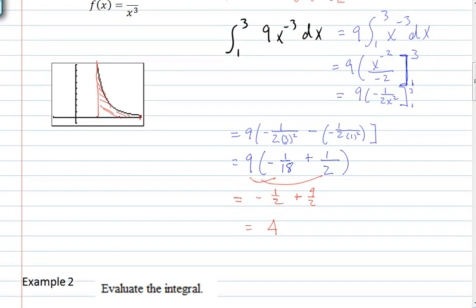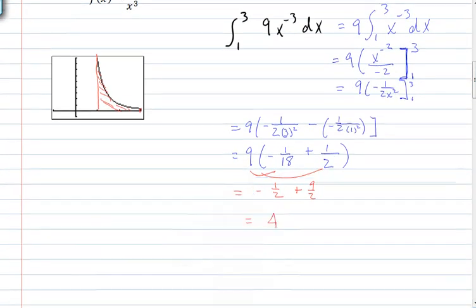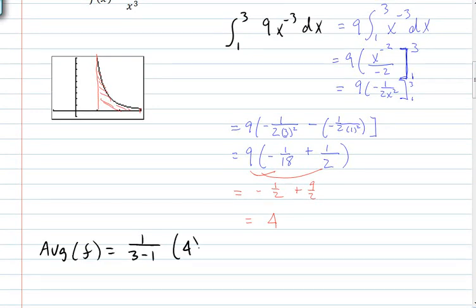It's going to be 1 over b minus a times this. So the average value, which is what we were asked to find, is 1 over b minus a of that integral, which we said was 4. So this is going to be 1 over 2 times 4. Half of 4 is 2. So this is the average value of that function in that interval.